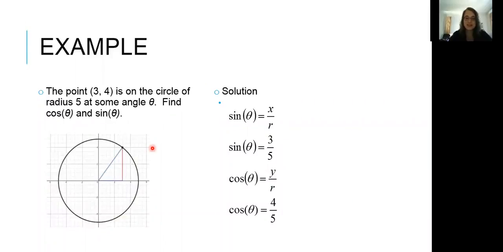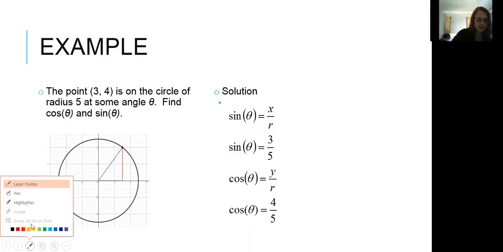So let's work through an example. We've got a point 3, 4 on the circle of radius 5 at some angle theta, and we want to find the cosine and sine of the angle. Now notice we're not trying to find the angle. We just want to find the sine and cosine. What do we know?